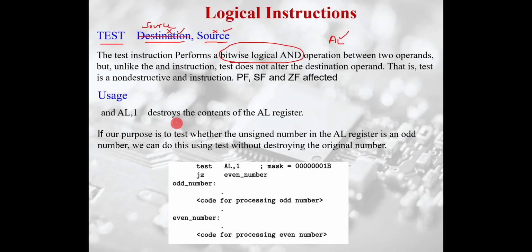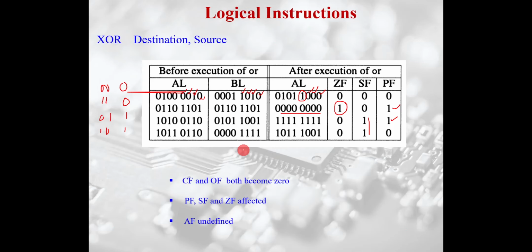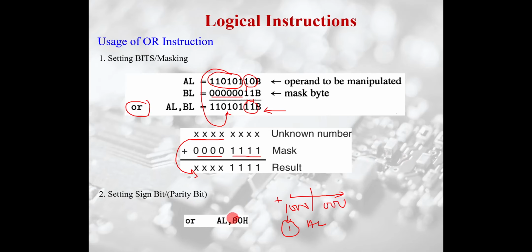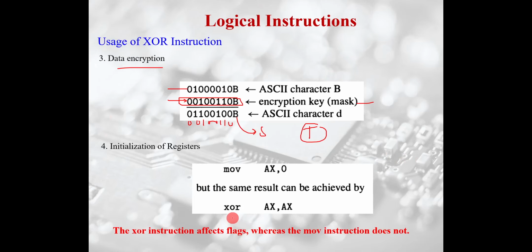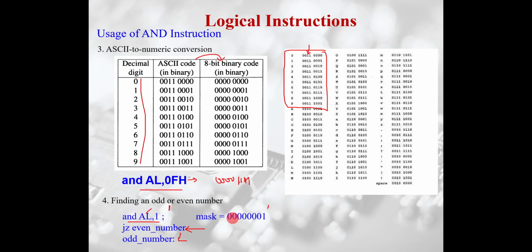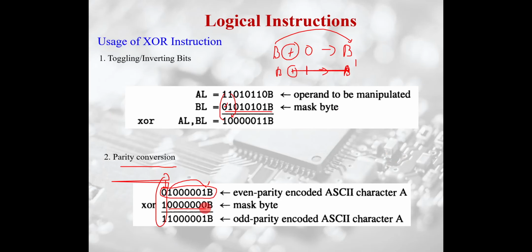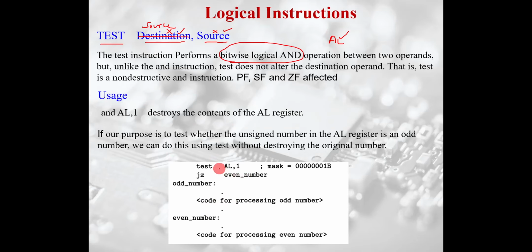One of the usages is, suppose I have to find whether a number is odd or even. If I go back to the previous example where we did this, there was one example which we did for odd or even, where we did an AND operation, right? In this the contents of the AL register were being modified. If you don't want that, you just have to check: you can do a TEST AL with 1, and then you can take the same jump if zero, if it is an even number.